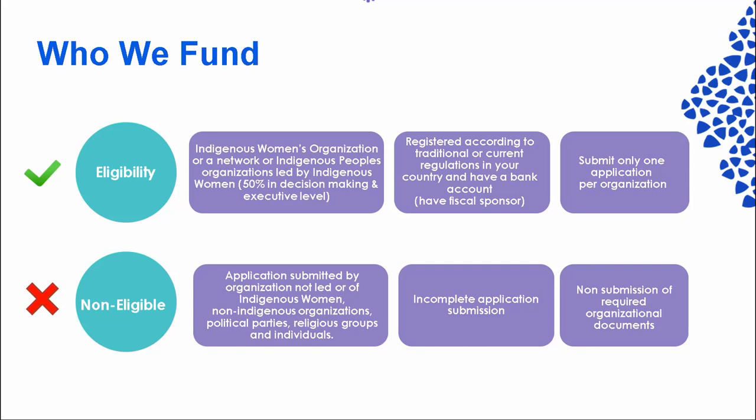I earlier mentioned that loose networks or groups can also apply, but those organizations must have a fiscal sponsor. This fiscal sponsor should be registered according to the traditional regulation or the current administrative regulation of your country, and have a bank account. Besides that, there should be an MOU or some kind of agreement between the fiscal sponsor and the loose network of indigenous women or indigenous women-led indigenous people's organization. Then the organization is eligible. Each organization is eligible to submit only one application.